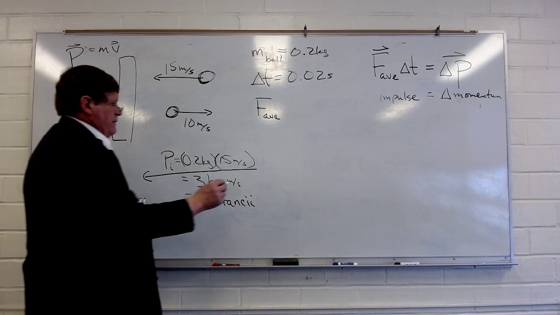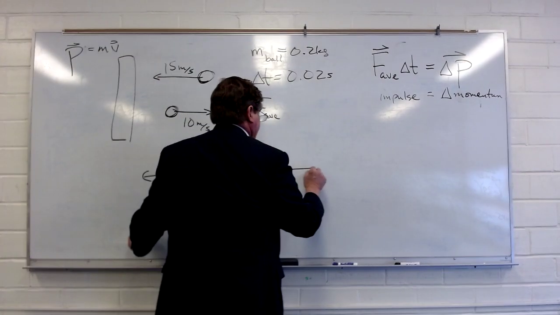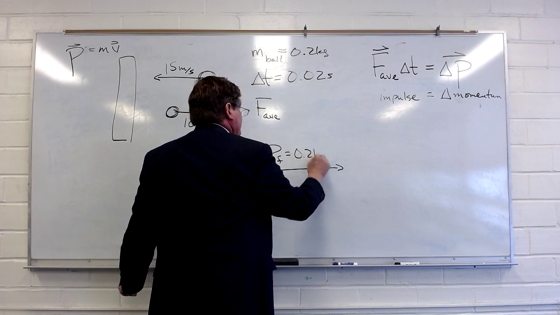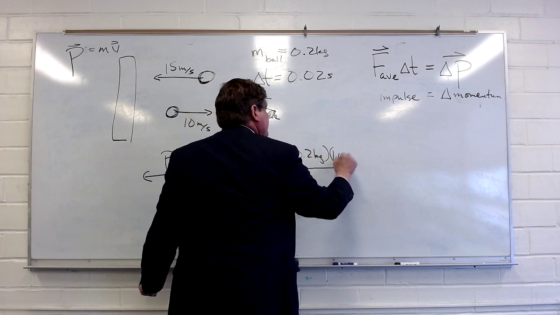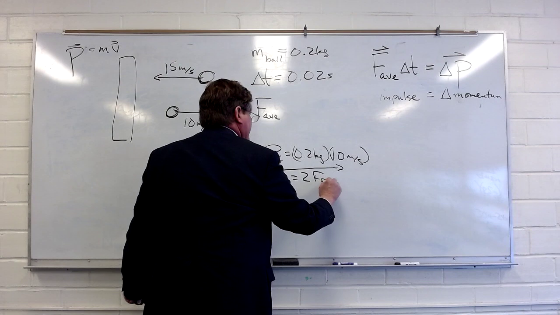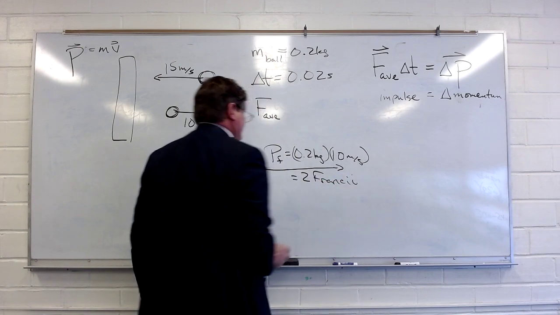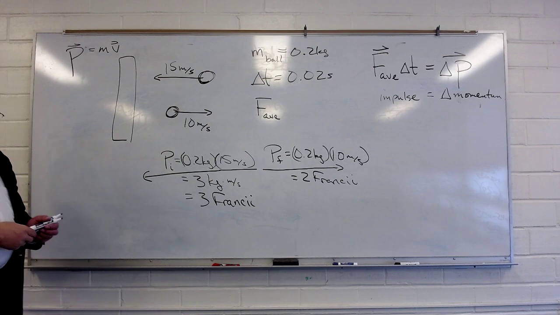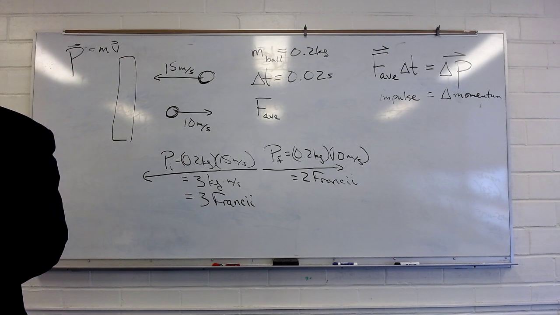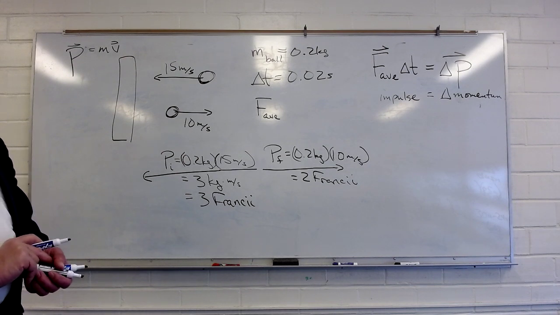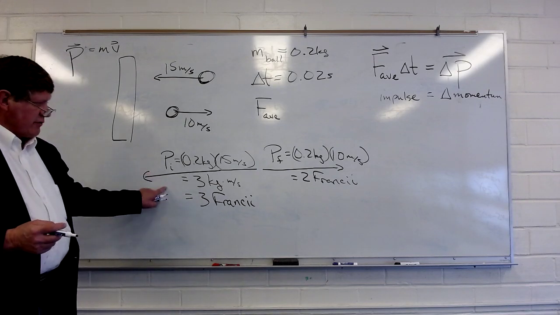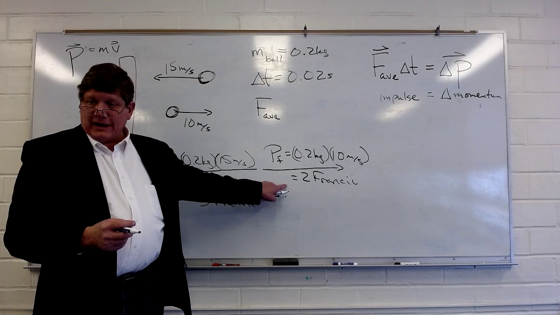Now, the final momentum is going to be 0.2 kilograms times 10 meters per second to the right, and that's going to be 2 Franci. Now, you're tempted to say, well, what's the difference between 3 and 2? Well, that's just 1. 3 minus 2 is 1. But these are vectors, and you're not taking the difference between 3 and 2. You're taking the difference between 3 to the left and 2 to the right.